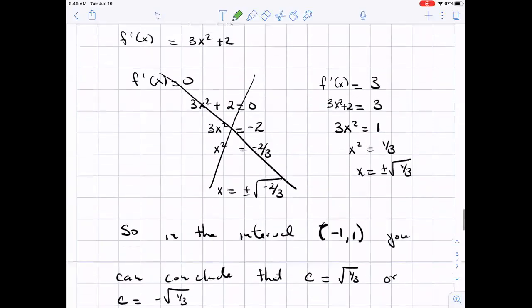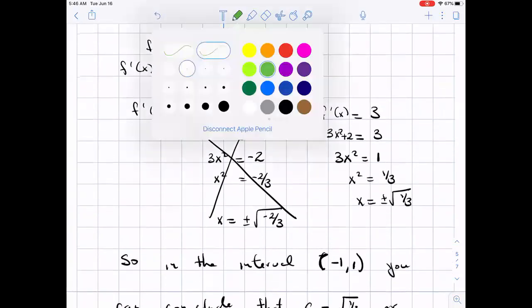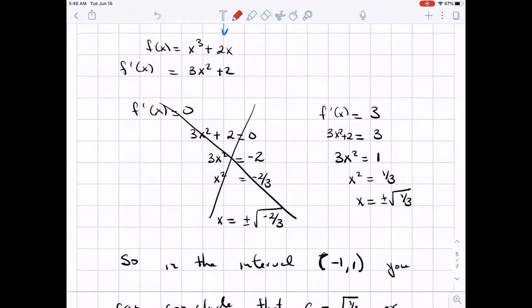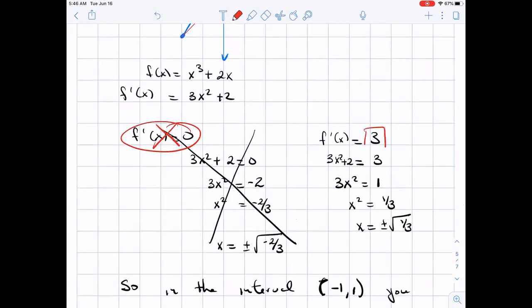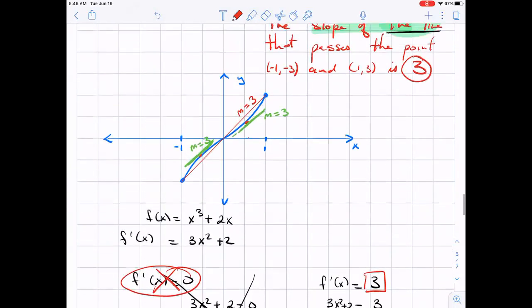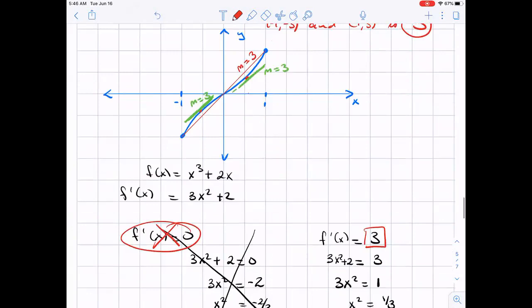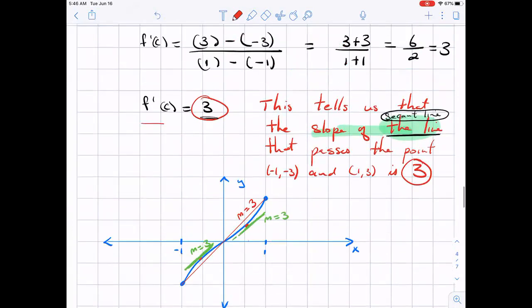So just as a little hint, do not make this mistake, because we're coming from a different section, of setting it equal to 0. It has to be equal to this number here, because this is your f prime of c. All right, so that's our example on the mean value theorem.